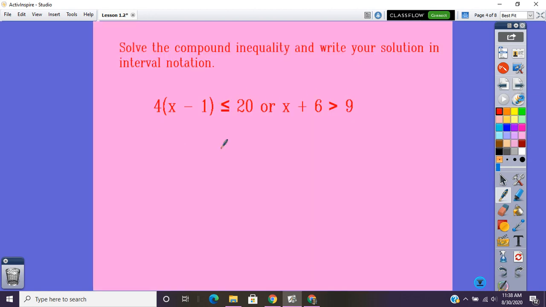Okay, now we have a compound inequality. So now we have 2 inequalities we're going to solve. So let's go through and do this real fast, and then we'll write our solution in interval notation, because this one will be a little bit different. The first thing I would do here is divide by 4. So we'll have x minus 1 is less than or equal to 5. So x is less than or equal to 6. And then over here, if we subtract, x is greater than 3. So it's one or the other. So an or, this one's a little bit trickier.